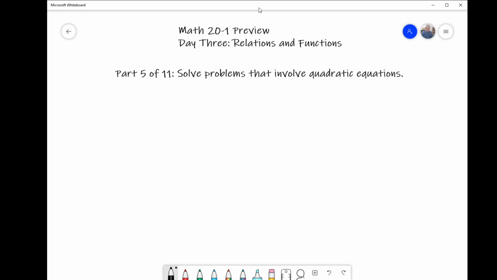So part 5 out of 11 of our relations and functions is about solving problems that involve quadratic equations. This is going to be very similar to the word problems that we saw in Math 20-2. They're going to be word problems where you have to figure out how to represent them in quadratic equations.